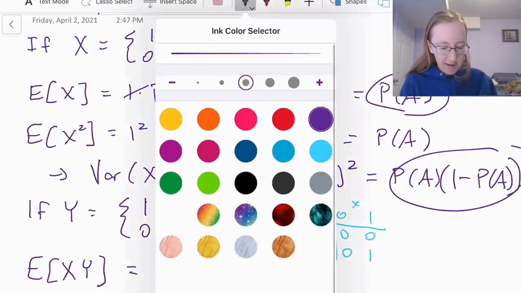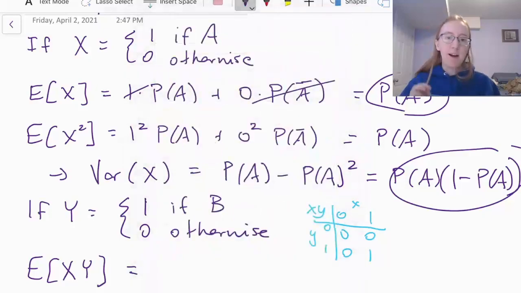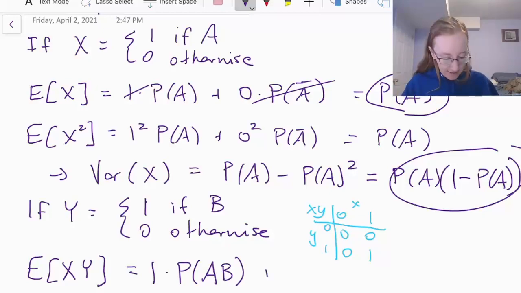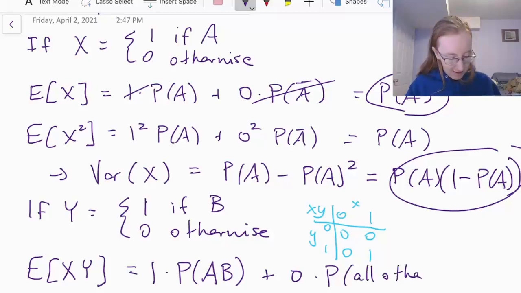So we can fill this in here, E of x times y. X times y is either equal to 1 if both x and y are equal to 1 at the same time, or 0 in any other case. So it's going to be 1 times the probability that both x is equal to 1, which means A happens, and y is equal to 1, which means B happens, plus 0 times the probability of all other cases.